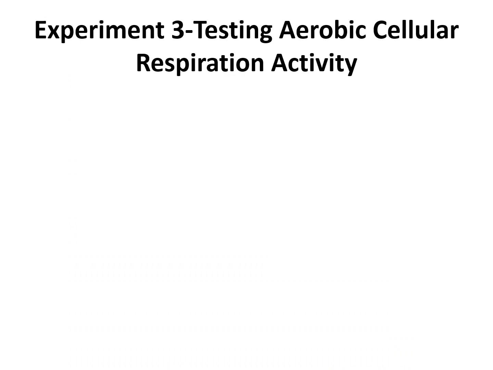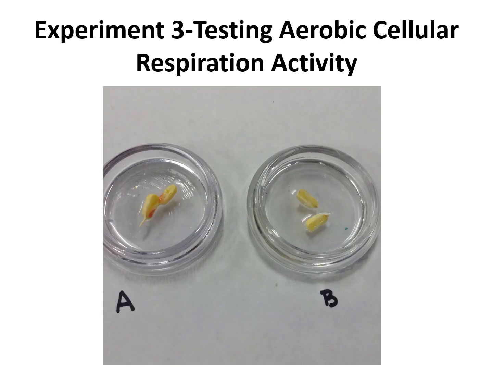The last experiment is experiment 3, testing aerobic cellular respiration activity. And for this, you would have looked at corn from 2 different groups, an A group and a B group. You would have taken 1 piece of corn from each group, cut it in half, and then exposed it to tetrazolium for about 15 minutes. And the results? This is what you would have seen.